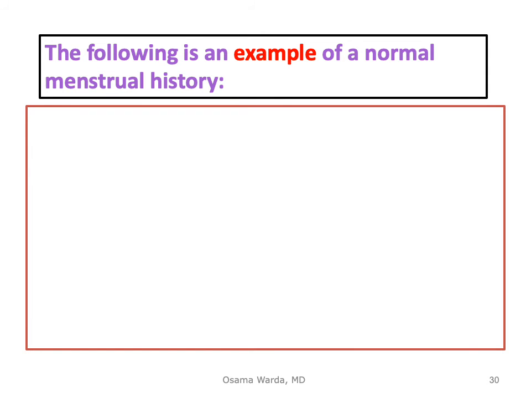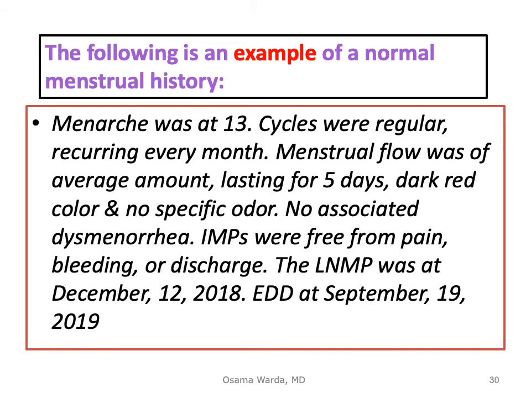Here is a model for menstrual history. Menarche at 13 years, of course. Cycles were regular, recurring every month. Menstrual flow was of average amount, lasting for 5 days, dark red in color and no specific odor, the ordinary odor. No associated dysmenorrhea. Intermenstrual periods were free from pain, bleeding, or discharge.